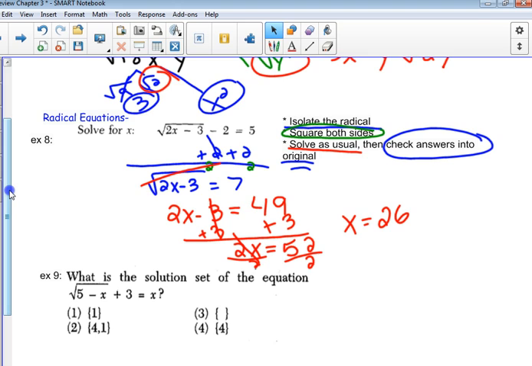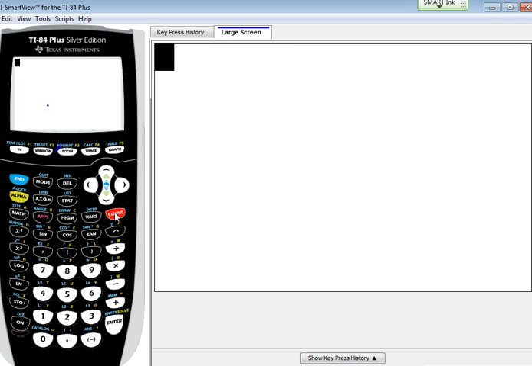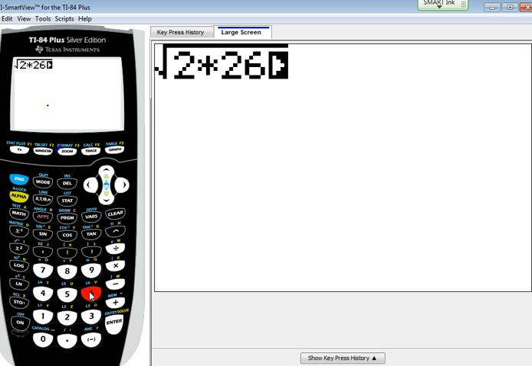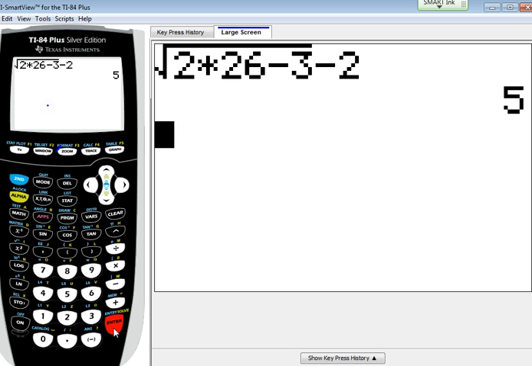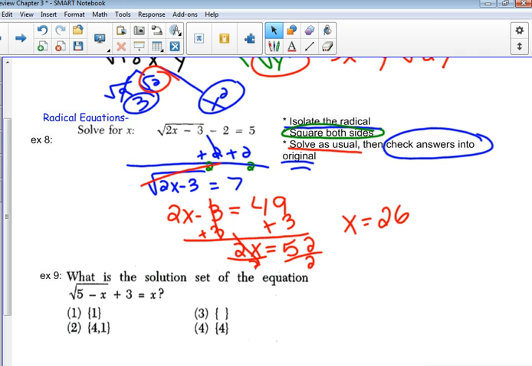To make this easier, go into your calculator and do your second square root. I would put in 2 times 26, and then minus 3. Just make sure where the radical stops, tab it over to make sure the minus 2 is out of it. And that should equal 5. It does. So this one's good. Alright, so that works.